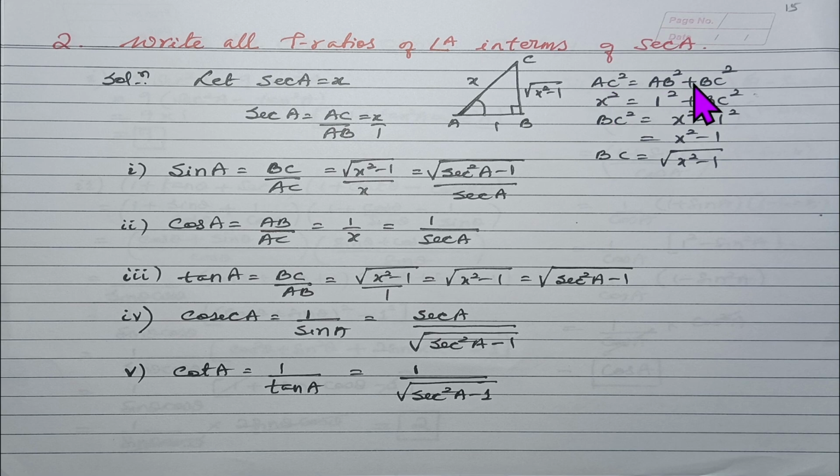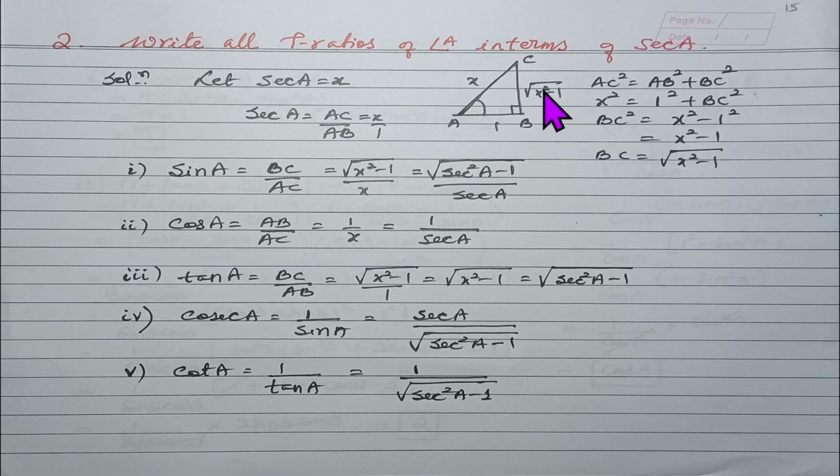Then we have AC square is equal to AB square plus BC square, x square is equal to 1 square plus BC square, or BC square is equal to x square minus 1 square, or BC is equal to root of x square minus 1. So we have found out BC. So once we know the measures of AB, BC and AC, it's very simple to find out all the T ratios in terms of sec A.